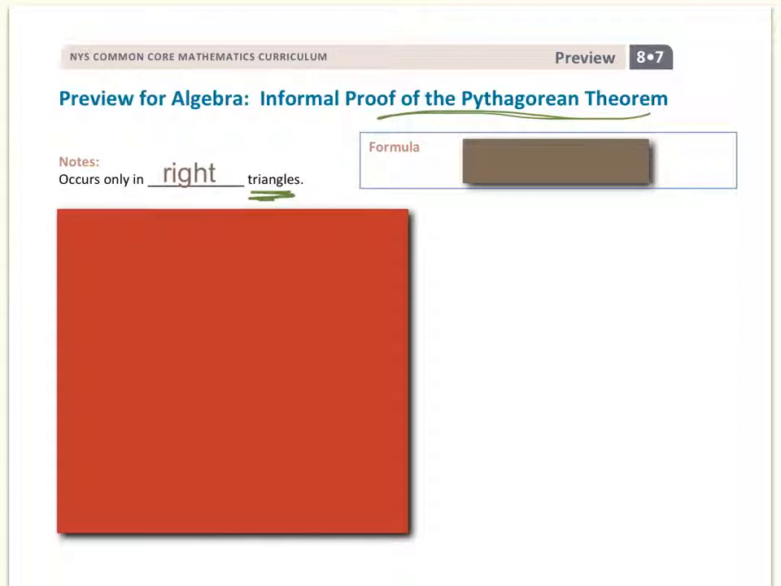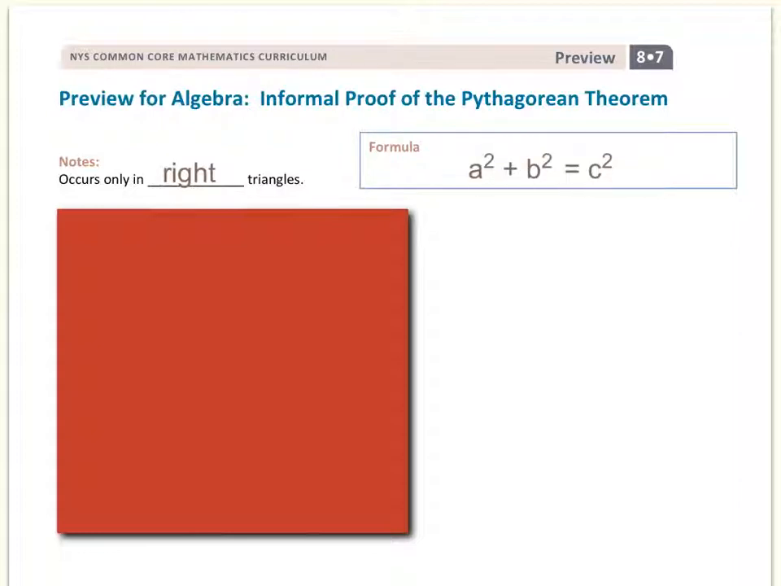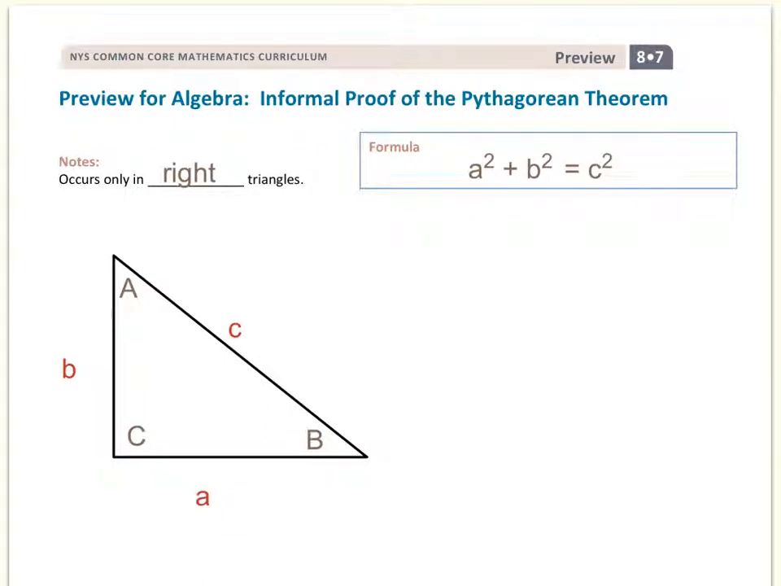There's a special formula that we're going to use every single day when we talk about the Pythagorean theorem. The formula is a squared plus b squared equals c squared. So you're probably wondering, what in the world does this mean? You'll notice on your paper, you have a little triangle. What I need you to do first is label the legs or the sides of the triangle. So I need you to label the bottom side A, it's a leg.